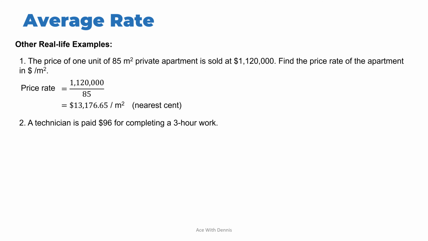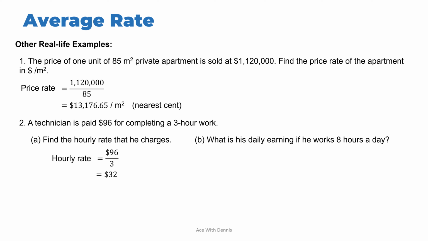2. A technician is paid $96 for completing 3 hours of work. A. Find the hourly rate that he charges. The hourly rate that he charged is $96 divided by 3, and it is $32. B. What is his daily earning if he works 8 hours a day? The daily earning will be $32 times 8, which gives us $256.